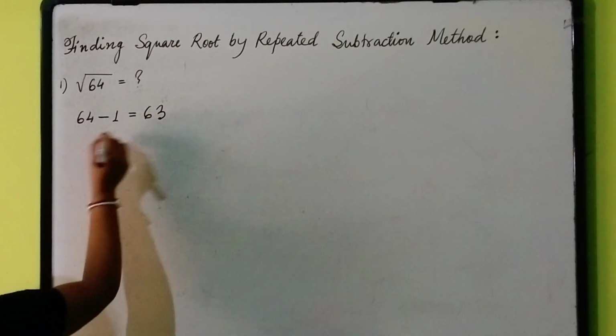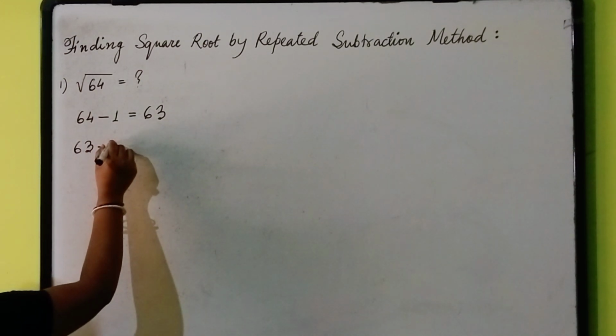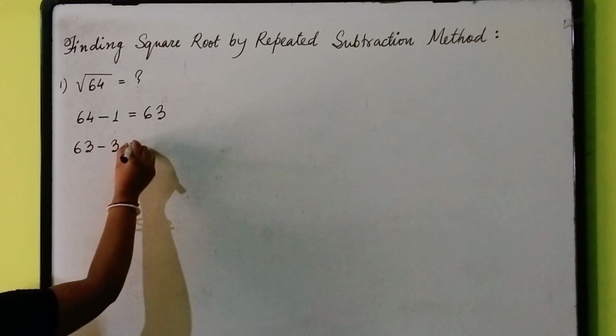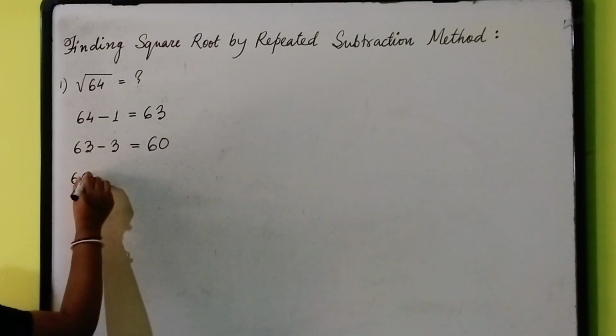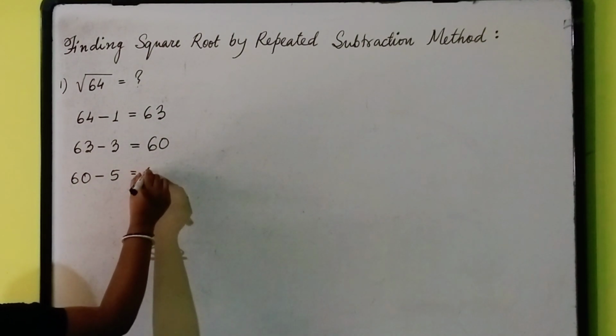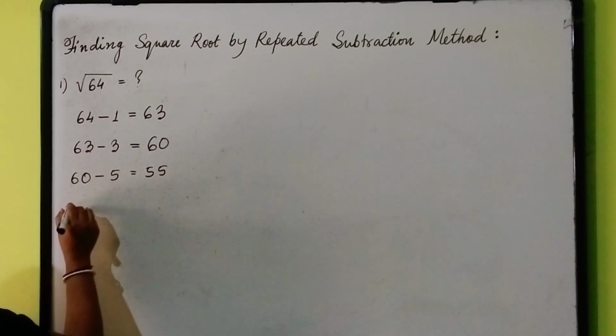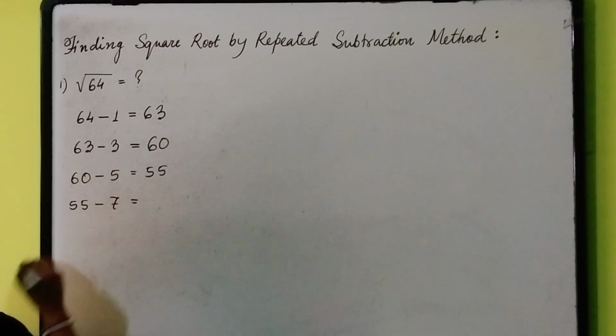63. Then now bring 63 here. 63 minus next odd number, what? 3. It will be 60. Next come 60 minus 5. 60 minus 5 is how much? 55. Okay. Then 55 minus next odd number, 7.